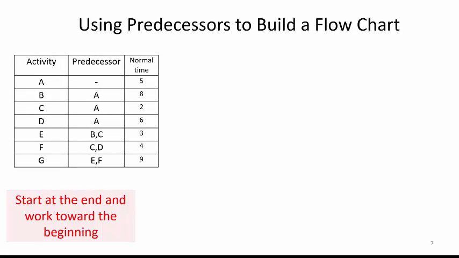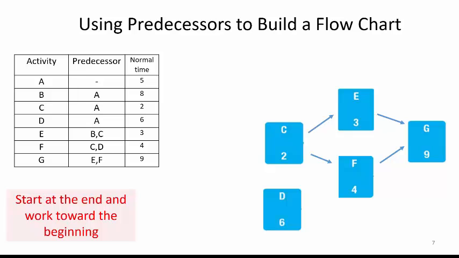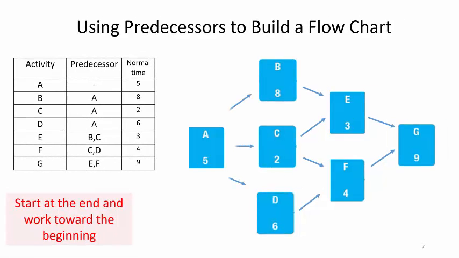Look at the table on the left. G is the last activity. E and F are its predecessors. Next comes F. C and D are its predecessors. Then comes E. B and C are its predecessors. And the predecessor for B, C, and D is A.